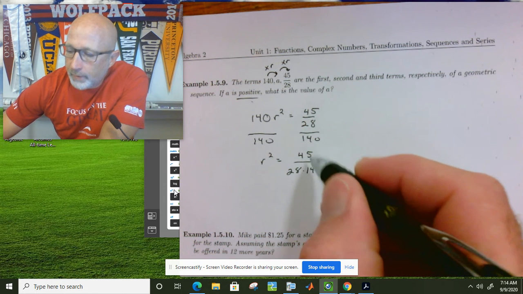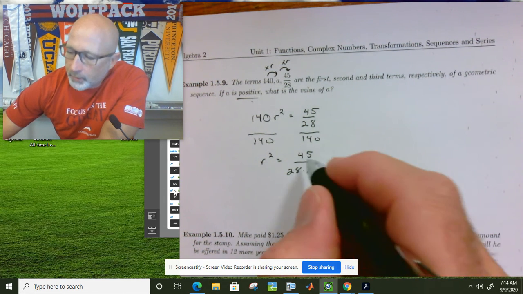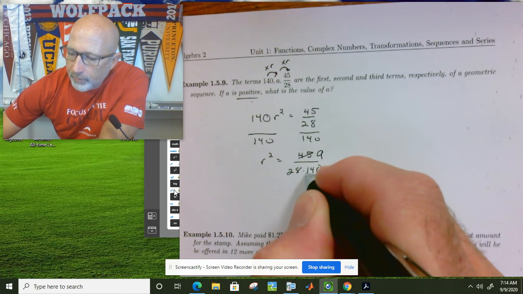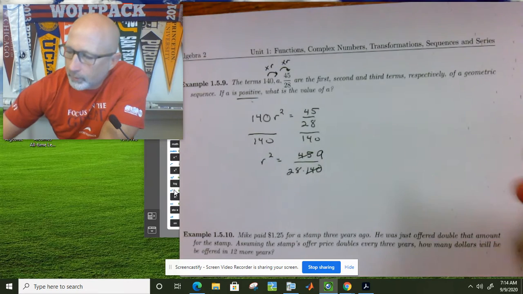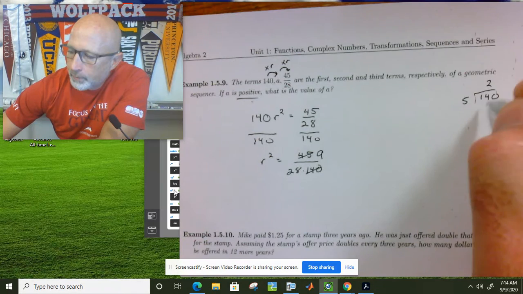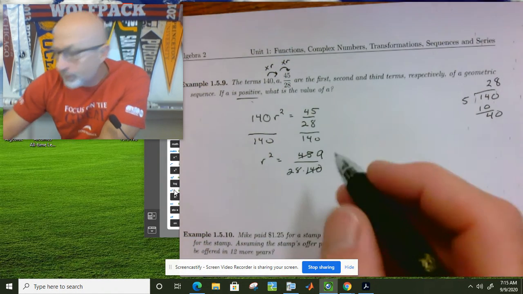Clearly, you can see 5 goes into both of these. So I'm going to cancel 5 out of here, and I'm going to have a 9. And I'm going to cancel 5 out of here. What's that? Let's go to the side. 140 divided by 5 goes in there 28 times, so that's pretty nice.